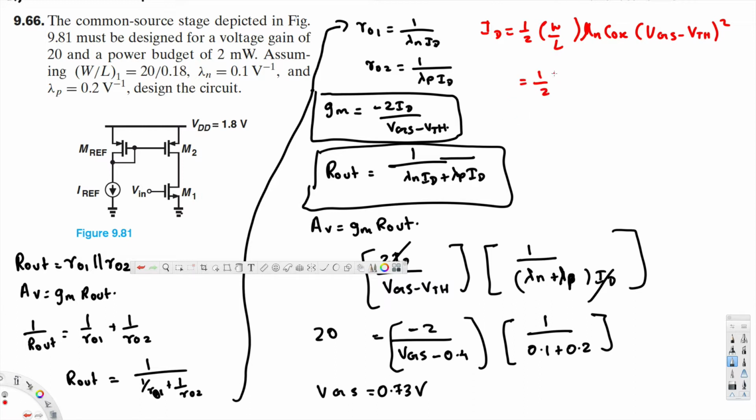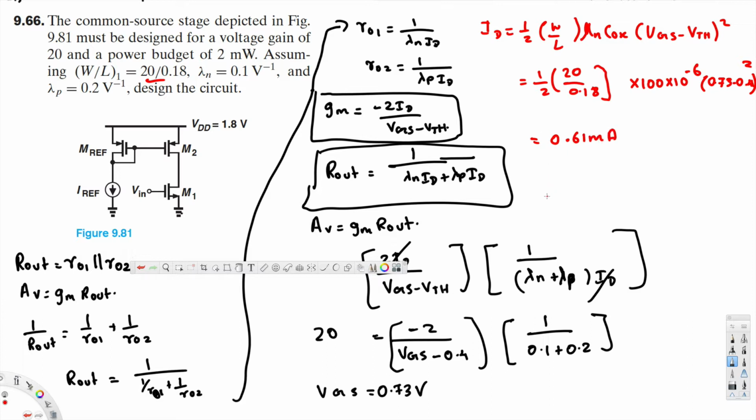Half, W over L is provided, that's 20 over 0.18, and mu n Cox for an NMOS is 100 times 10 to the power of minus 6. Then VGS minus V threshold: VGS we just calculated, that's 0.73, and V threshold is 0.4, whole squared, and that gives us 0.61 milliamperes. Now we have found ID.